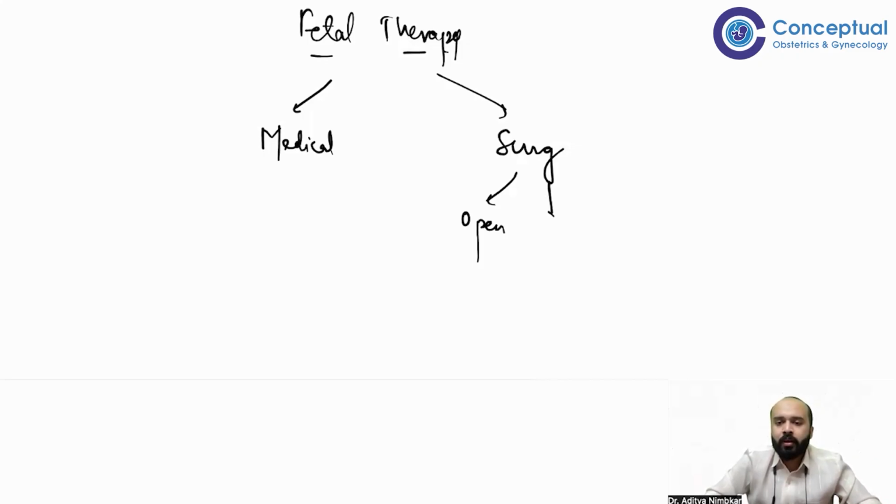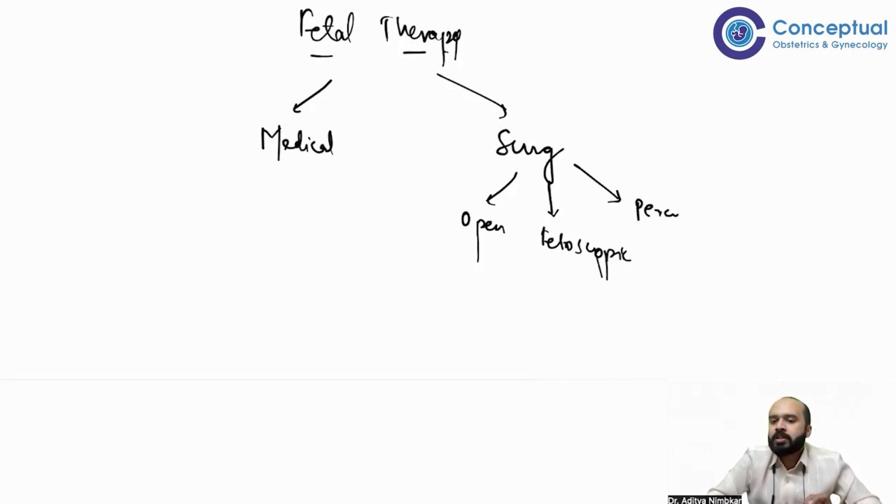The next can be endoscopy. Endoscopy, just like in adults we have laparoscopy, in fetus we shall have fetoscopy, wherein we are inserting a camera inside the uterus and we are operating. The third one is going to be percutaneous.